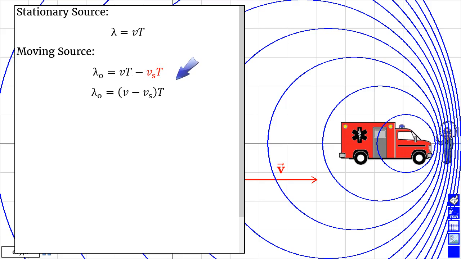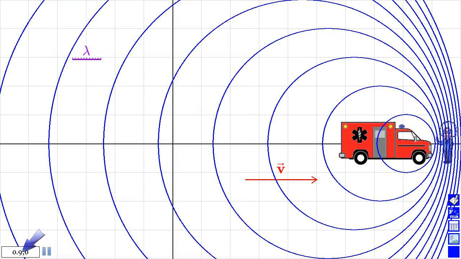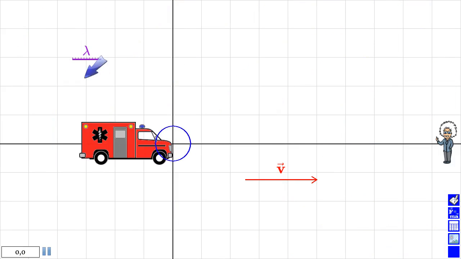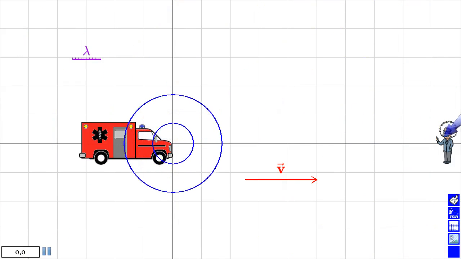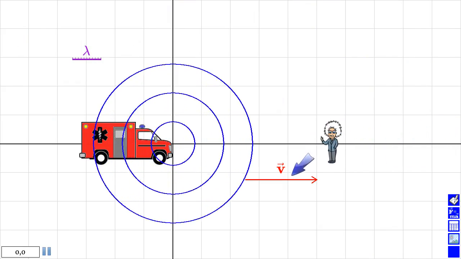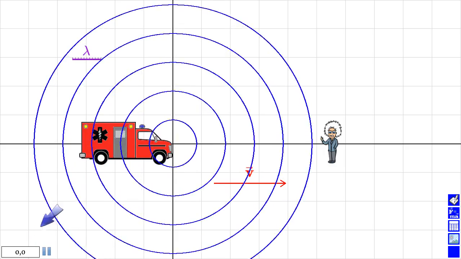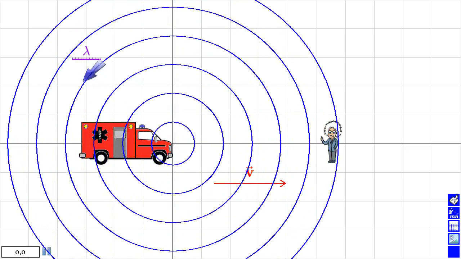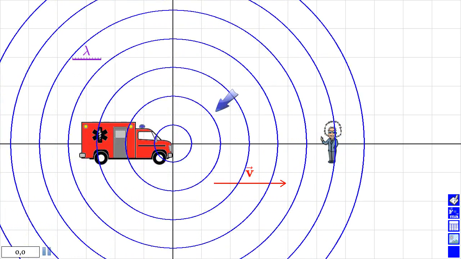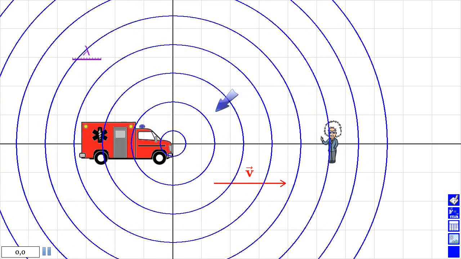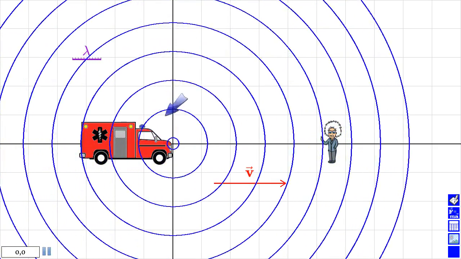So we've looked at the effect that the motion of the source has on the wavelength, but it's possible that the observer might be in motion as well. Let's reset the animation. We'll put the observer back in front of the ambulance. We'll set the ambulance speed back to 0, and we'll run the animation again. And now, because the ambulance is again stationary, the waves are now evenly separated. They're all back to their original wavelength.